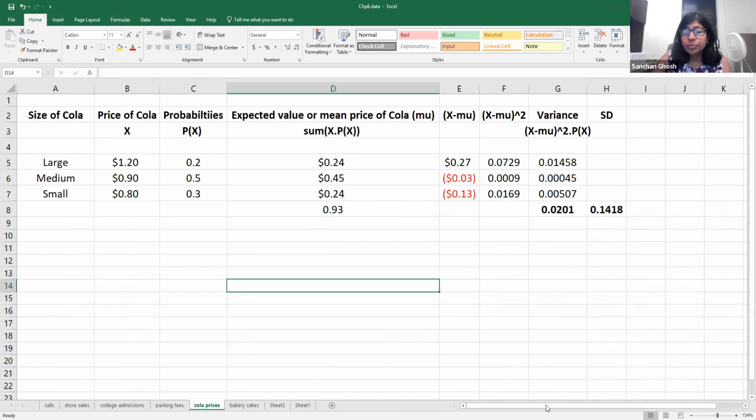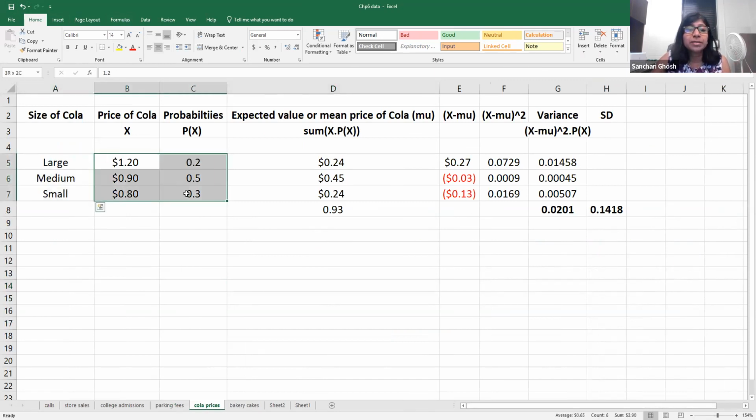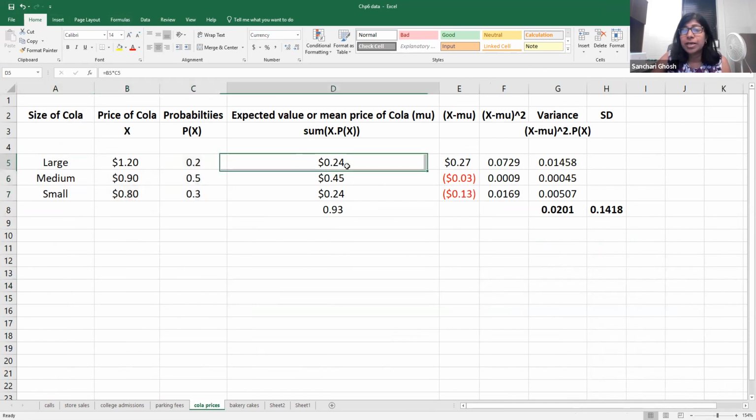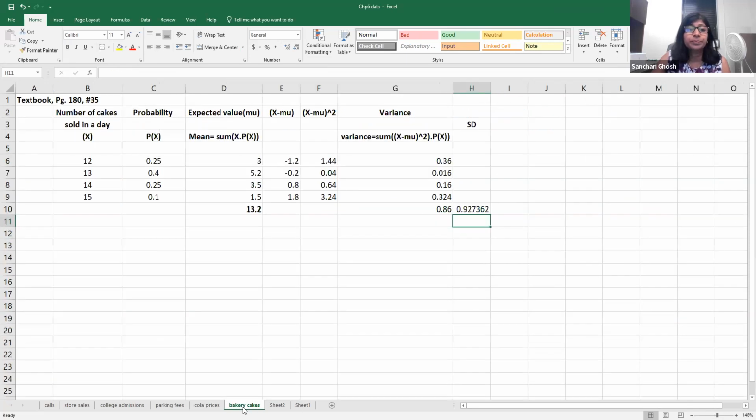And then the cola price problem, again, this is a problem I have shown you in your problem set. The sizes of colas and the prices are dependent on the probabilities. Size large, the probability of getting the largest size at that price is 0.2, then 0.5 medium size cola, and then 0.3 at that price. So you get the expected price of all colas, which is 93 cents, and then you get the variance and the standard deviation by the same method.